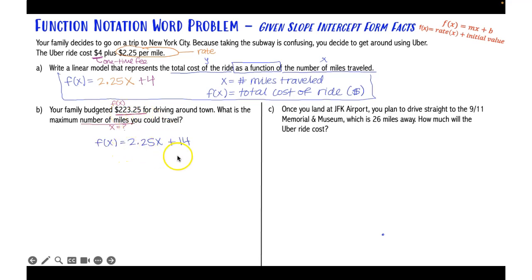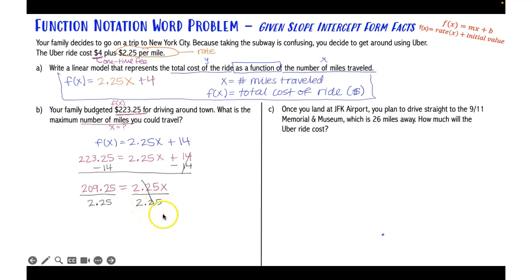$223.25. So using our equation that we came up with in part A, we'll substitute $223.25 for f of x, and we're going to algebraically solve for this x. So to get x by itself, we want to go ahead and subtract 4 from both sides. When we do that, we get 219.25 on the left, and we still have 2.25x on the right. So this is being multiplied to x, so we would like to divide both sides by 2.25 to undo that operation, and we get that x is equal to 93.